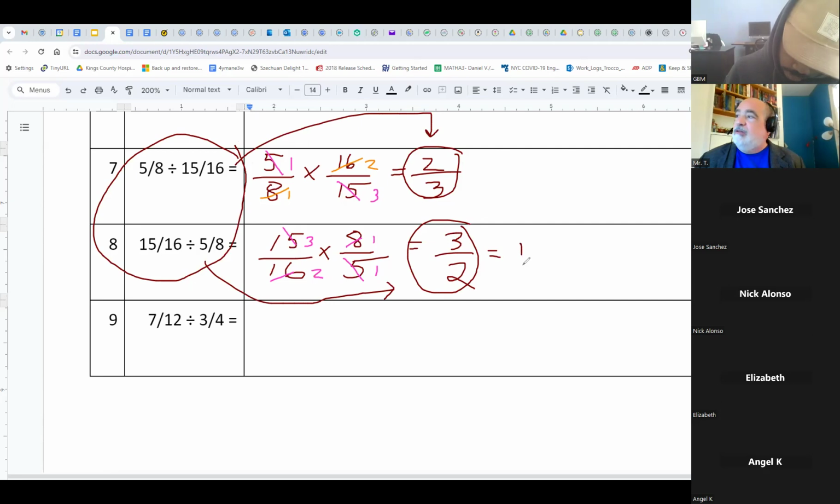Which goes in one time, so it leaves you with 1 1/2. 1 and 1/2. Great. Okay, good. And again, you might leave it as an improper fraction. It's going to depend what you're using it for.